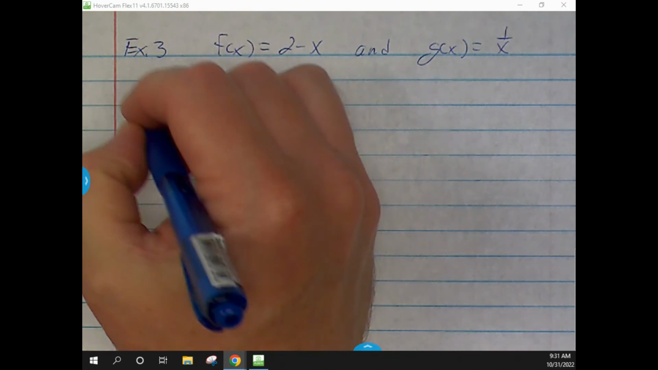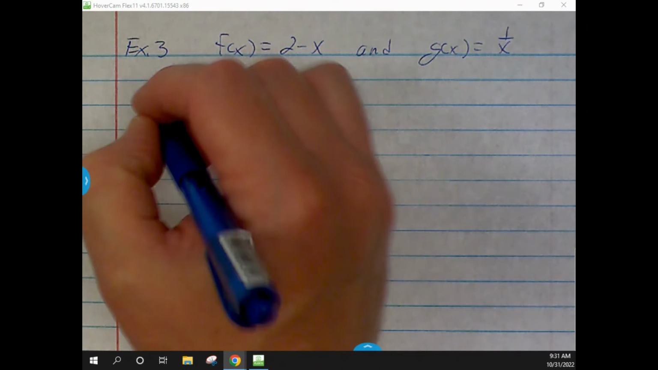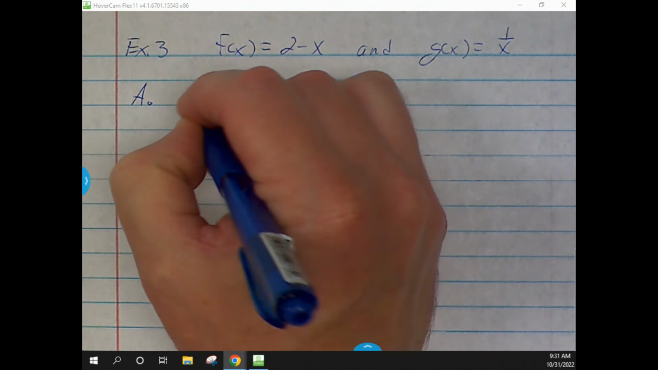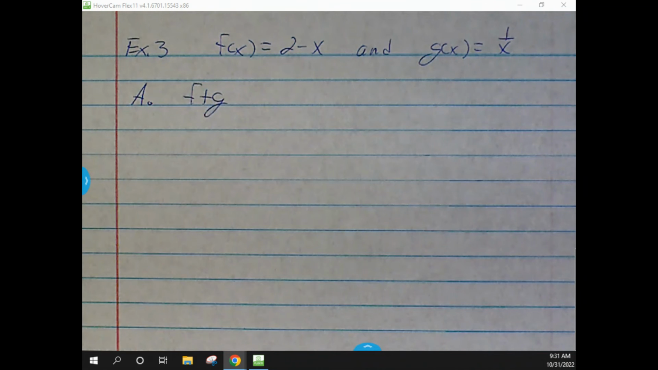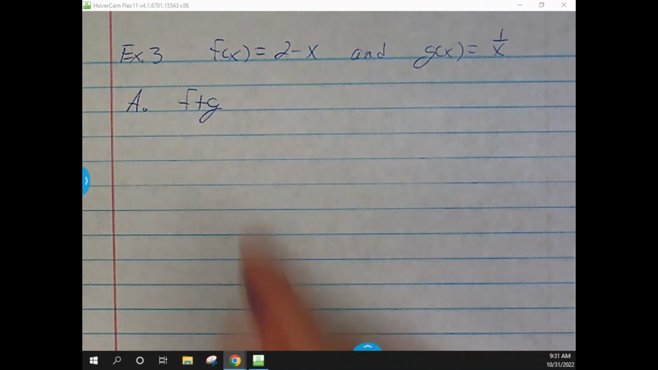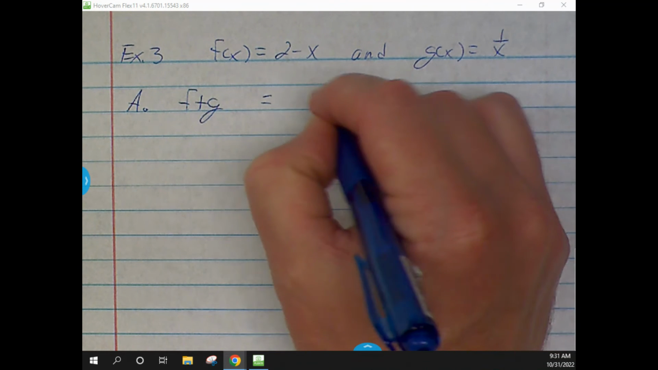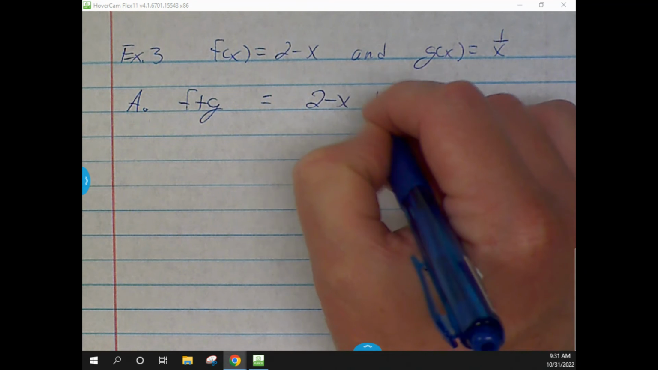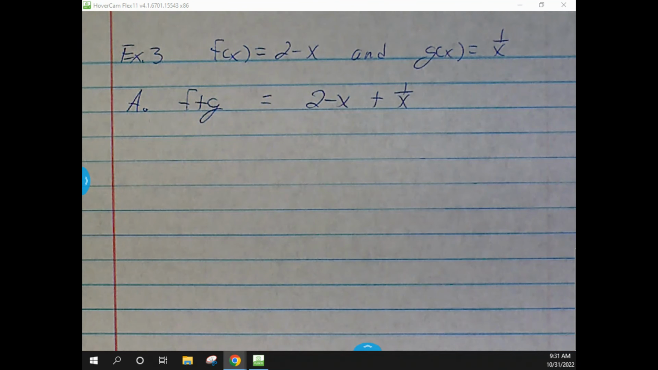All right, so for this one, we won't do all of them. Let's do addition in this case. So if we do f plus g, that's 2 minus x plus 1 over x.